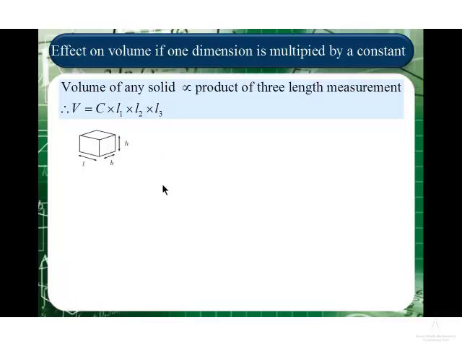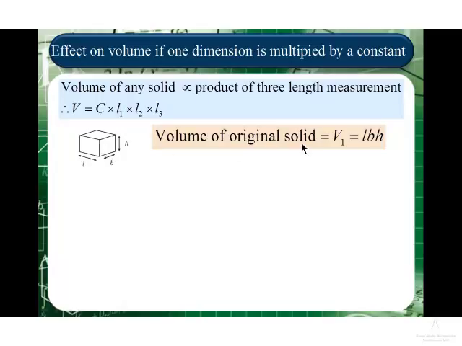We can actually demonstrate this. Let's say we have, in this case, a rectangular prism, and the measurements will be L, the length, B, the breadth, and H for the height, for example.